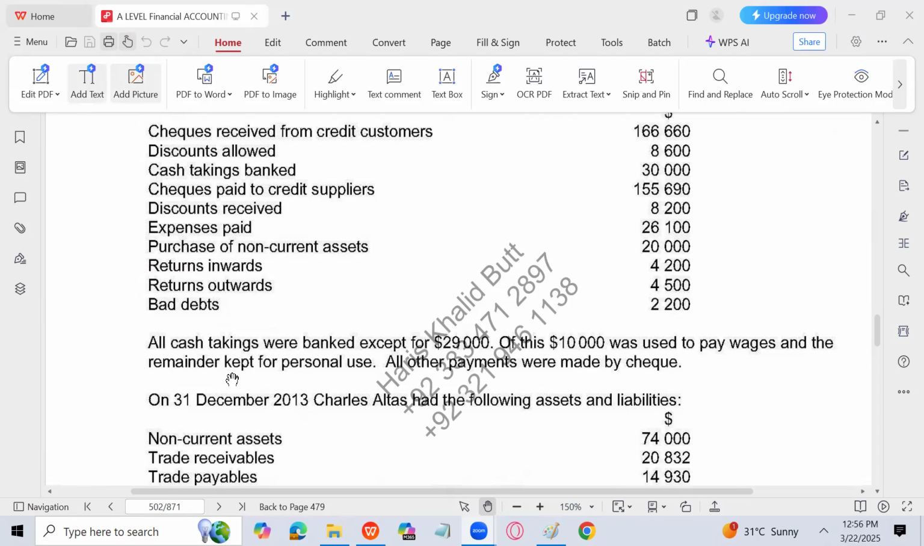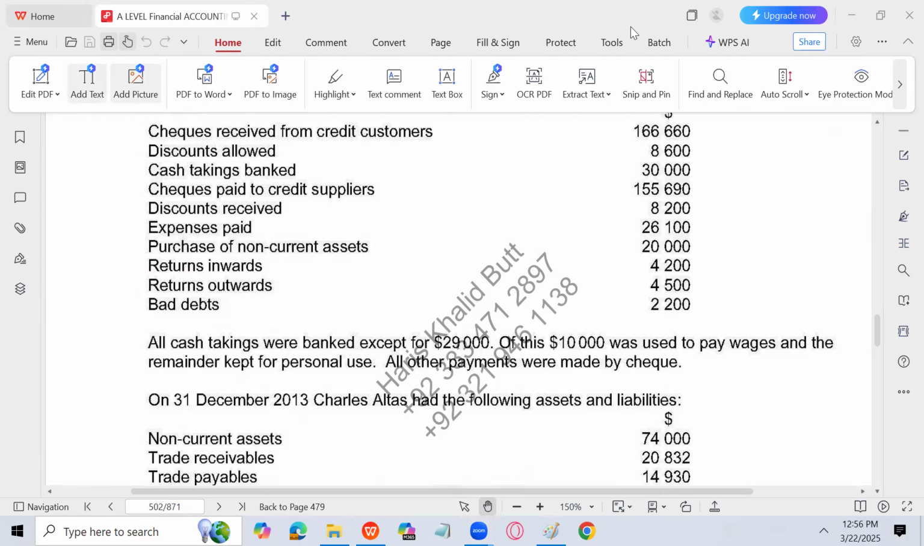All cash takings. What do you mean by takings? हाँ, अब बता रहा हूँ मैं आपको. इसलिए takings मतलब sales. So all cash sales were banked. मतलब all cash sales बैंक में जमा करा देंगे, except for 29,000 of this 10,000 was used to pay wages and the remainder kept for personal use, यानी वो drawings हैं. All other payments but अब मुझे बताएं कैश बैंक कहाँ दिया हुआ कैश बैंक कितने का दिया हुआ? This is cash sales banked. How much it is the amount? 30,000. So I will prepare the cash account to find the total cash sales.